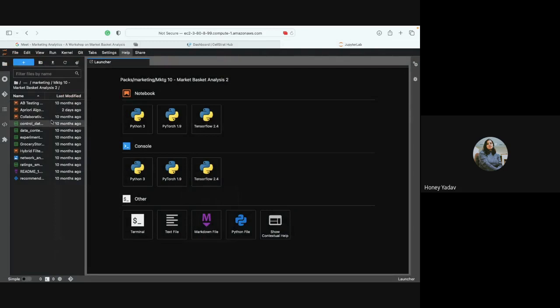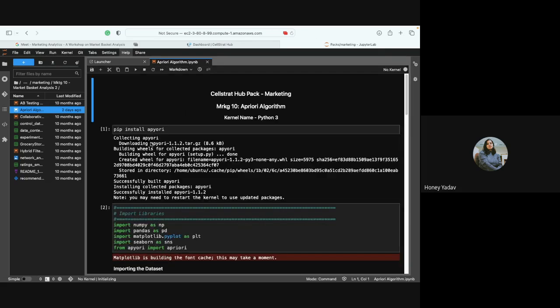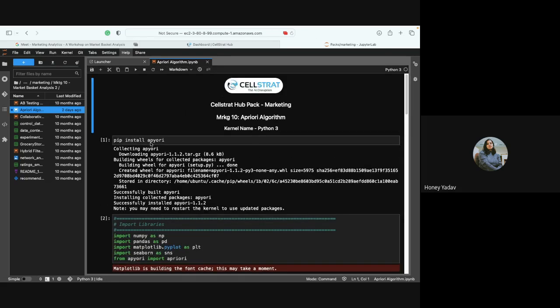If you have the marketing analytics pack present in the CellStrat Hub, you may find this market basket analysis in that pack, where one project is given on the Apriori algorithm, along with collaborative and hybrid filtering as well. You have to go with the Apriori algorithm that is being taken in the present scenario and the present class, and then open the Apriori algorithm.